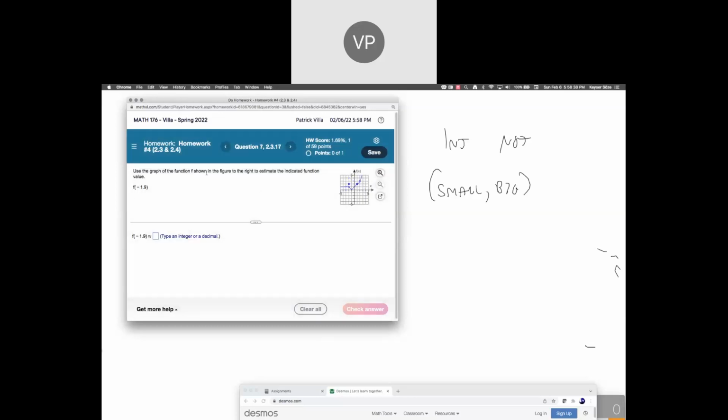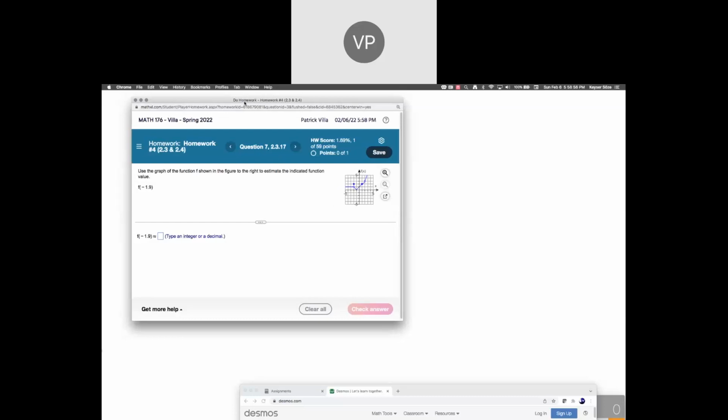Number 7, use the graph of the function shown to estimate the indicated function. Now make sure you know what they're asking for. If they want a limit, they're going to say what's the limit as x approaches some number. Notice there's no limit here. They're not asking for a limit on part A, or the only part here. They just want to know what's f of negative 1.9.